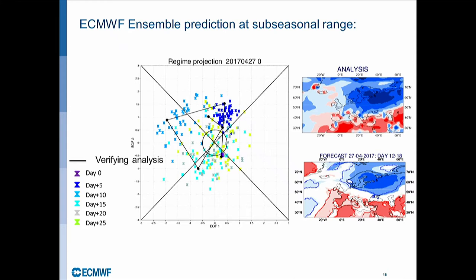And you can see how the clouds open up. Now, I have to apologize. The graphic is not ideal here. It should have been smoothed out, making different colors and so on. But you can appreciate that even at this range, by day 15 to 20, you can see that the forecast is doing a very big evolution into this phase space.